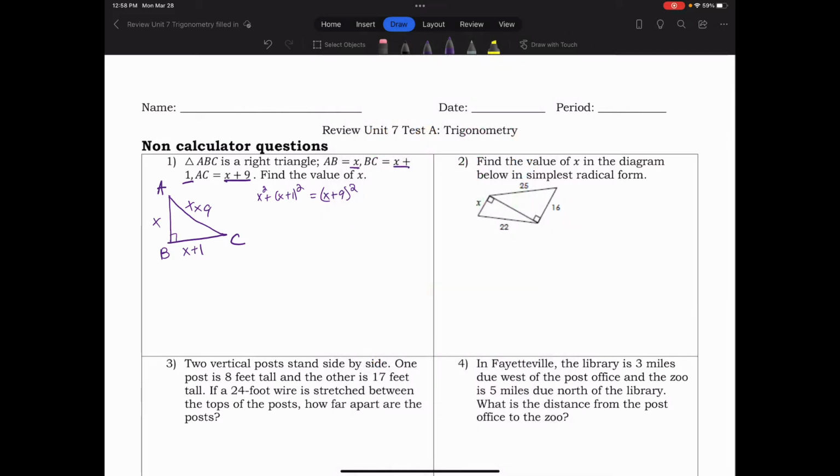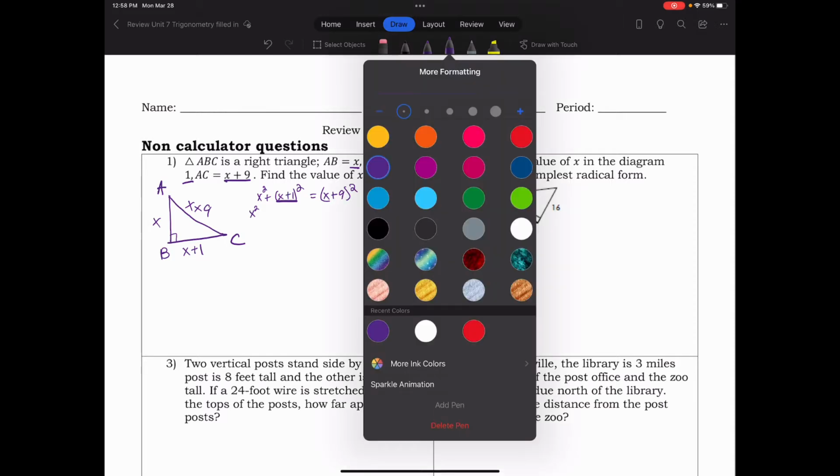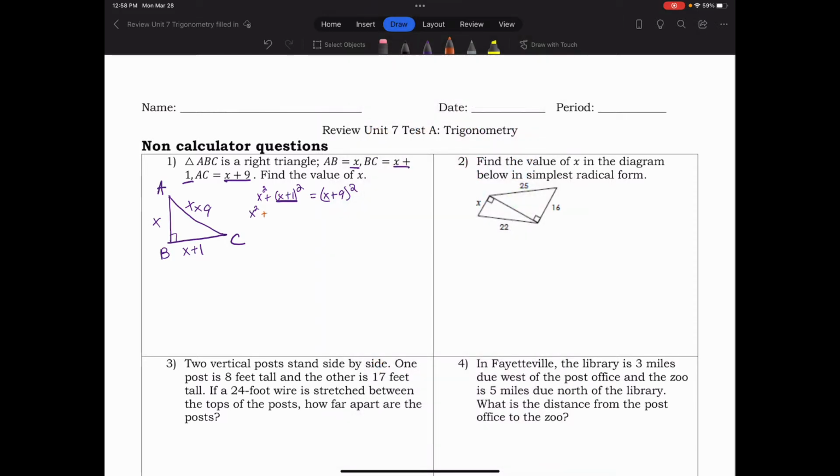One of the things is I'm going to actually go through and square this. I'm going to do this in orange. So this is going to be plus x plus 1 times x plus 1. If you do the FOIL method, this is x squared plus 1x, so x times x, plus 1 times x, plus 1, which is x squared plus 2x plus 1. So that's my first one there.